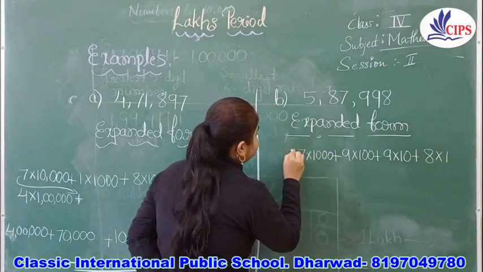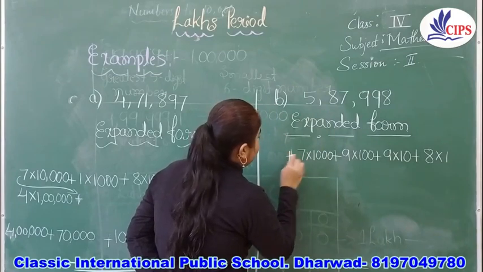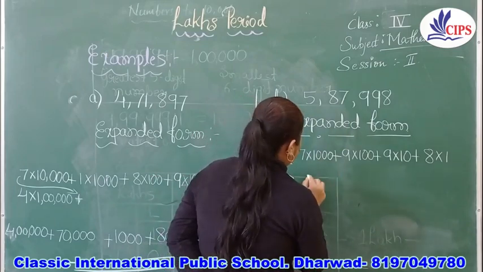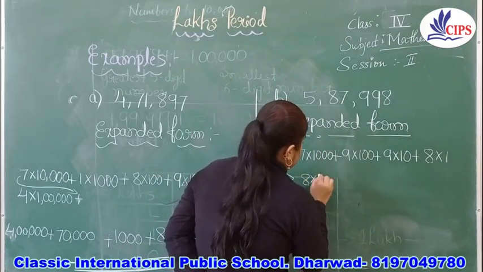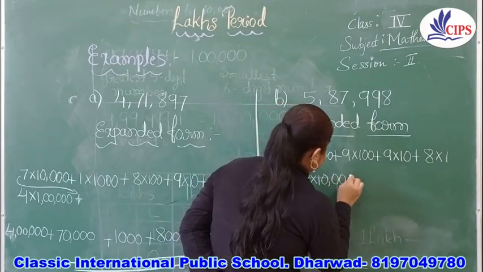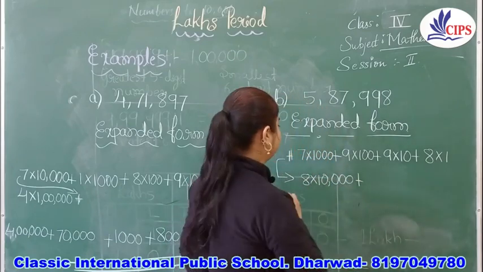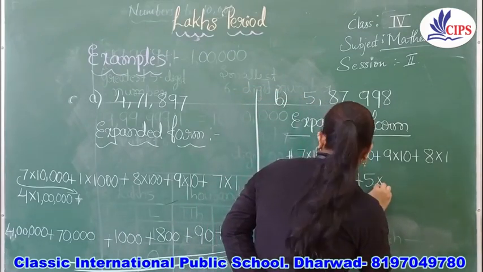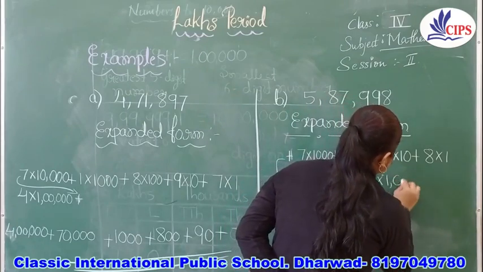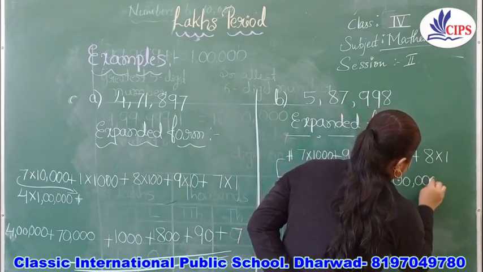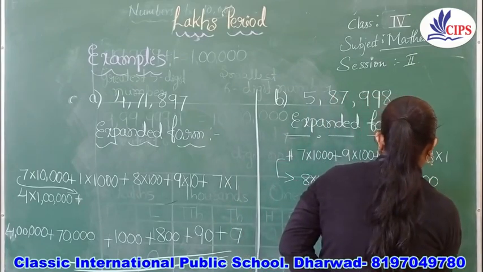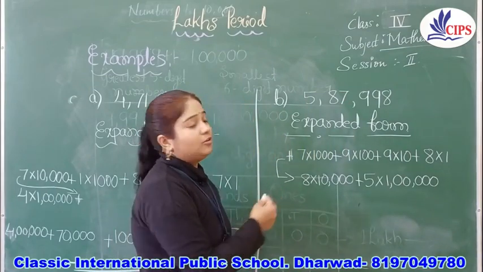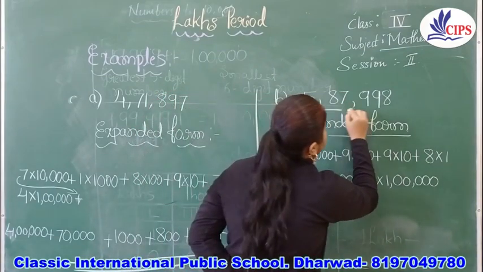Next plus 7, it is in the 1000 place, right? So next we'll write here down. 8, this is what? 8 into 10,000 plus, last but not the least, 5. 5 into 1 lakh. Okay. It's the expanded form of the given number.